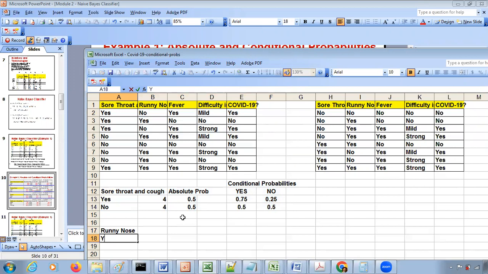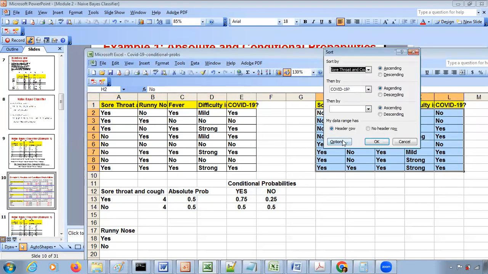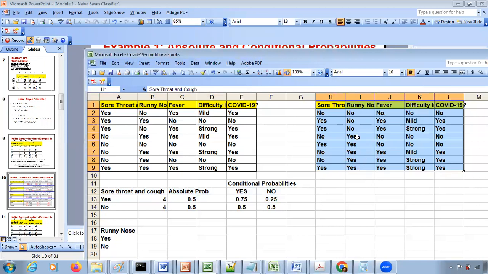And runny nose again can have either yes or no as its feature values. So we sort this table based on runny nose and then by COVID-19. So we observe 5 of the 8 records to be yes for runny nose and 3 of them are no. So you can say 5 divided by 8 is the absolute probability, and then 3 divided by 8 is the absolute probability for runny nose to be no.